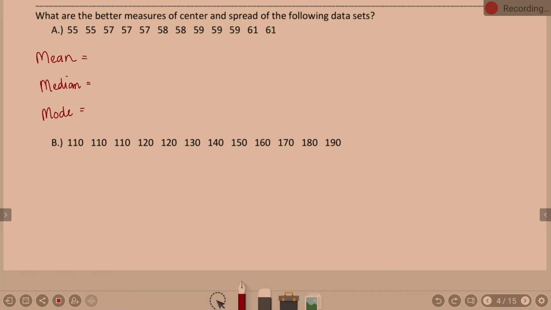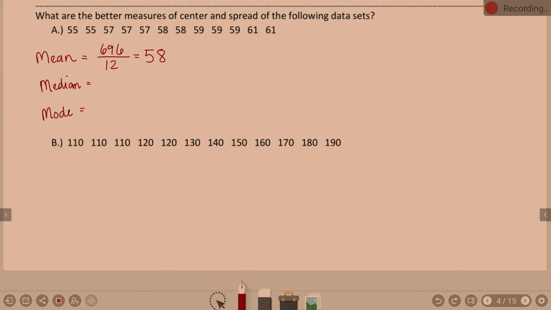Okay. Any luck on mean? What are they adding to? What are you dividing by? What are you getting? Okay. 696. Dividing by 12. And we get 58.